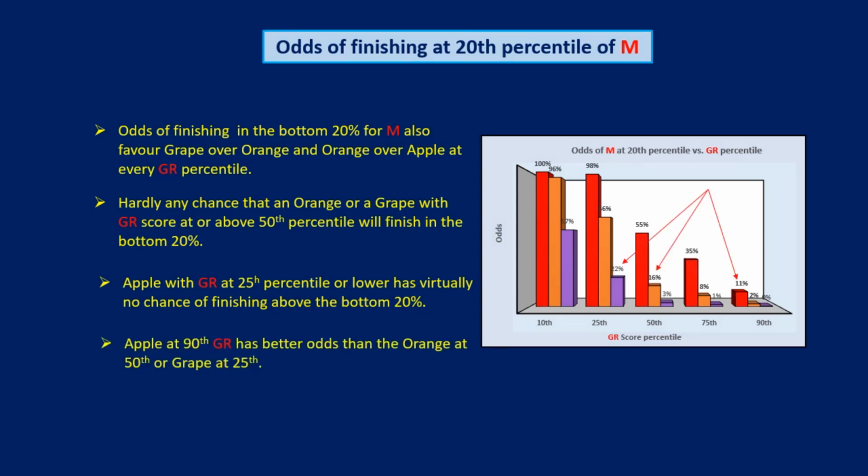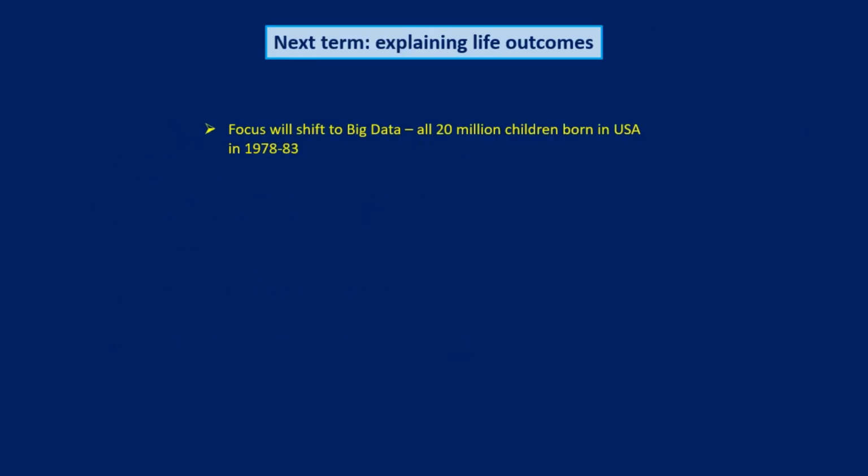But again, hard work can compensate. The apple with GR at the 75th percentile has better odds than the grape with GR at the 25th. And the apple at the 90th has better odds than the grape at the 50th.